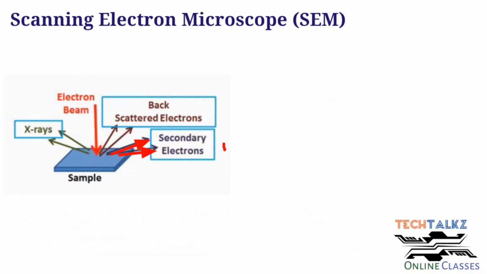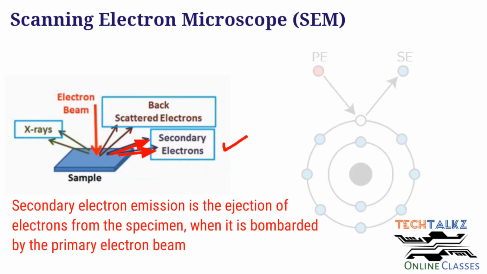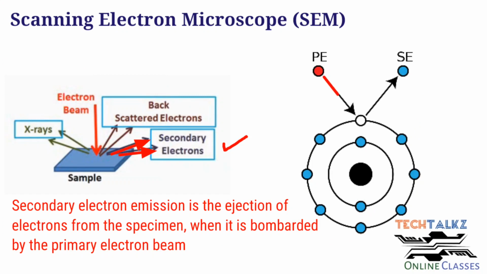Then there will be emission of secondary electrons. That means the electrons you focus will hit the electrons of the specimen atom, and these electrons get ejected from their orbits. So there is energy sharing and these electrons are knocked out of the sample, and these are the secondary electrons.